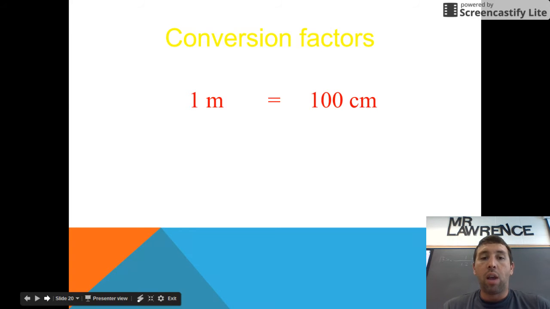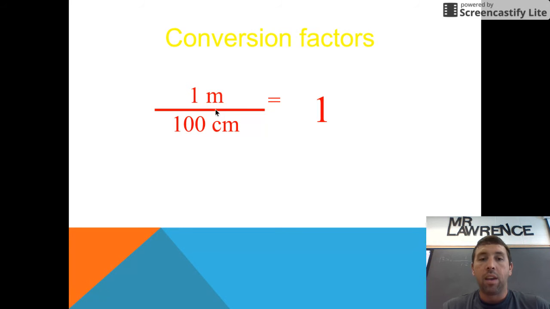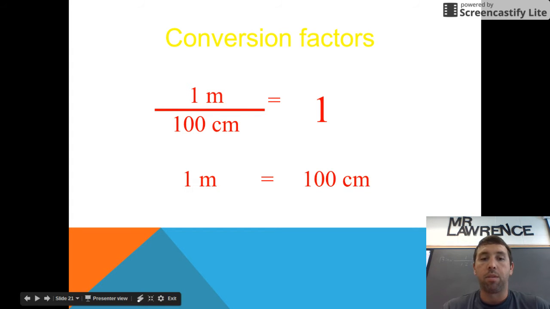So you start with a true statement, 1 meter equals 100 centimeters. Then I'm going to divide both sides by the same value. I'm going to choose to divide by 100 centimeters. When I divide by 100 centimeters, you will see on the right, this will get canceled out and become just a 1. Now I have my conversion factor. 1 meter over 100 centimeters is my conversion factor. This deals with step 3 in how we do conversion problems.